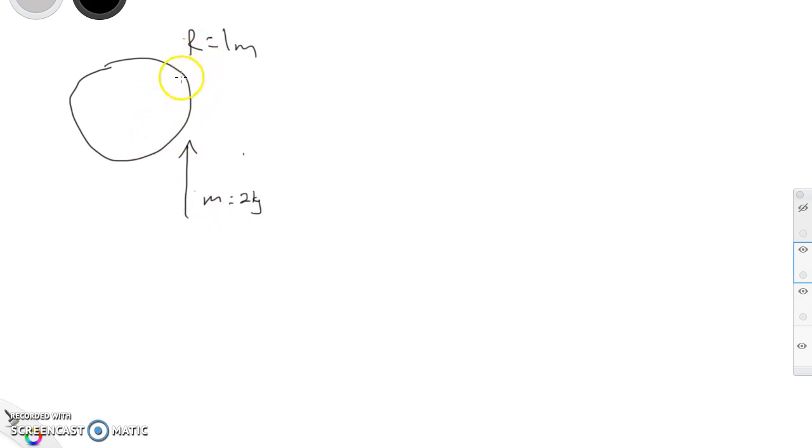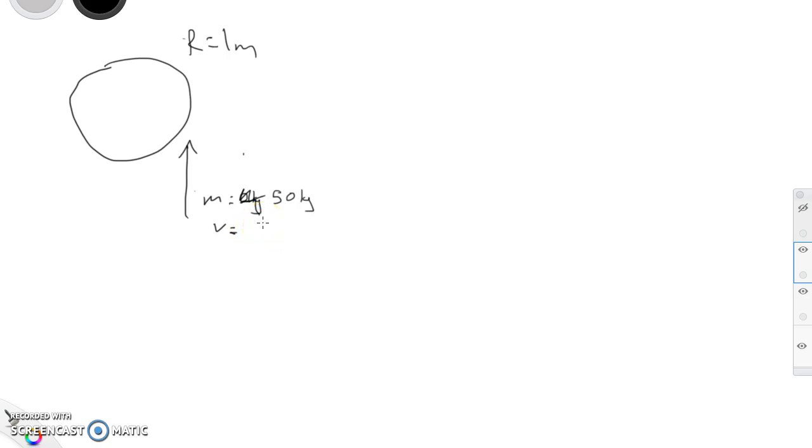Okay, so let's say now that we have a merry-go-round like you see at the playgrounds, and it has a radius of about a meter. Let's say that there's a kid that runs and jumps on it. Sorry, his mass is greater than 2 kilograms. Let's say his mass is 50 kilograms.